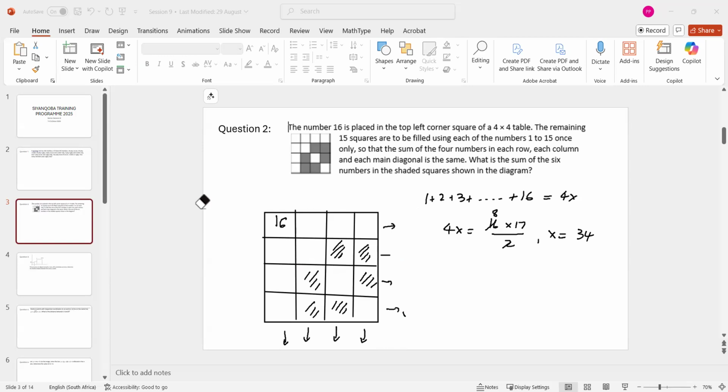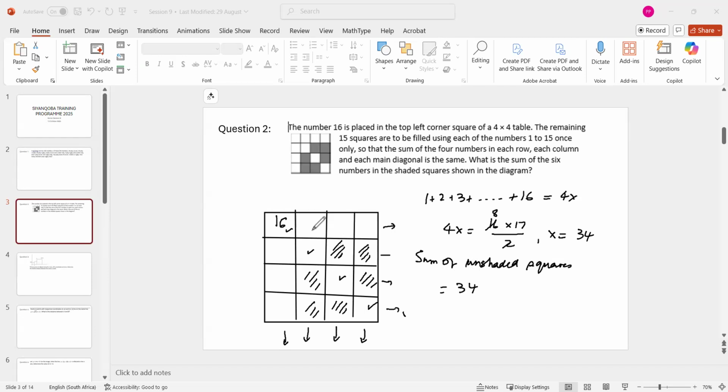Now, that means I can actually add all the white squares. I'll tell you why. Sum of white squares, or unshaded. Right. Okay, I'm going to tick them off. Let's take the diagonals. And I'm going to tick it off. Those 4 add up to 34.